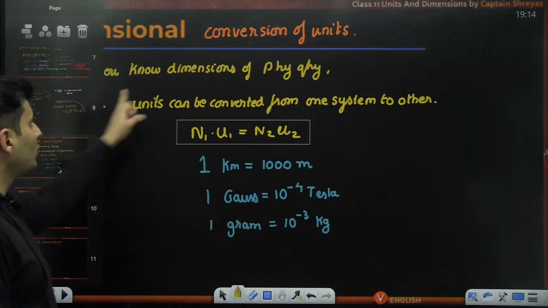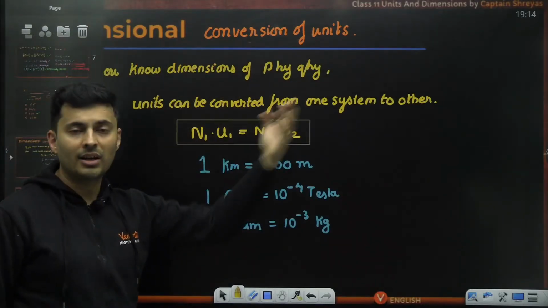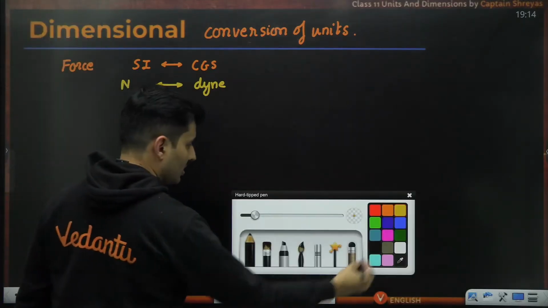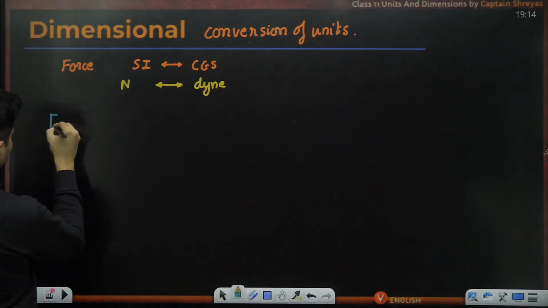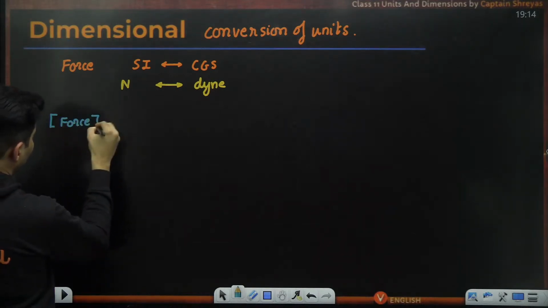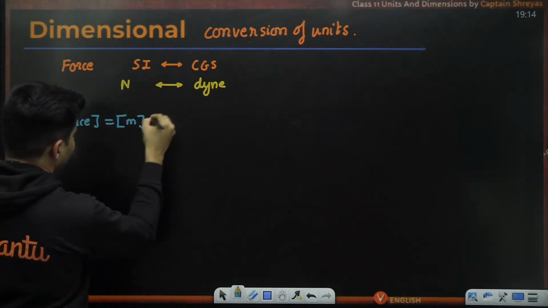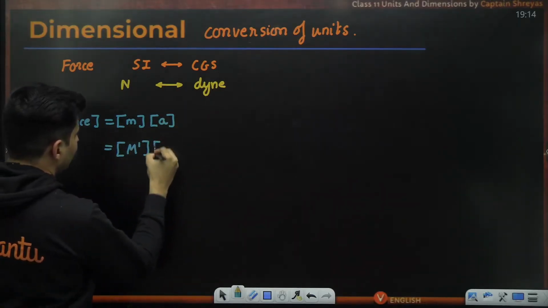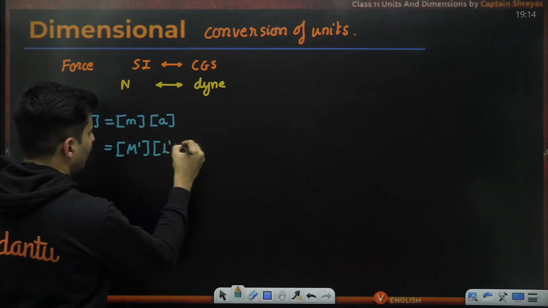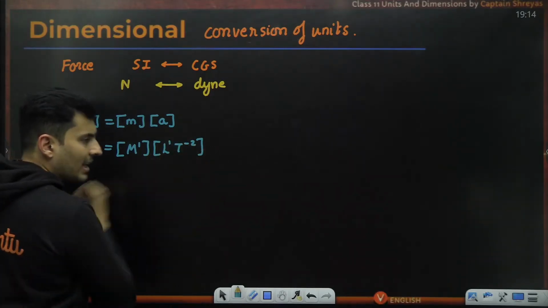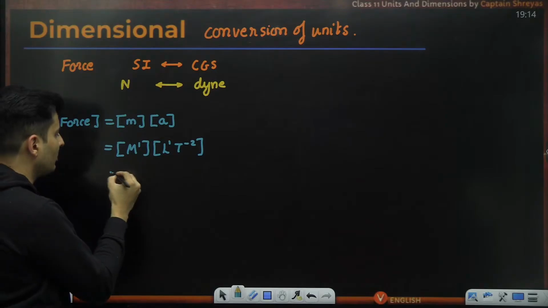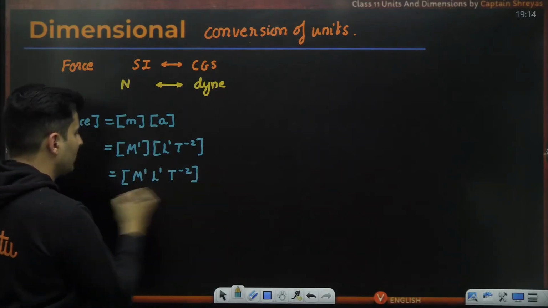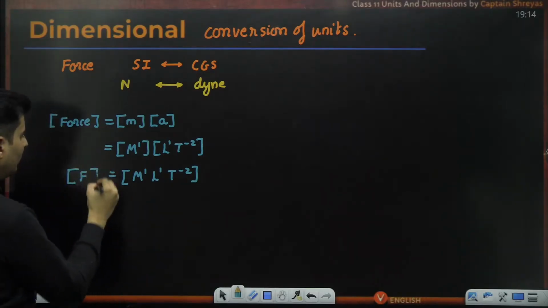Like I said, if you know the dimensions of the quantity, then you can definitely convert. So first things first, do I know the dimensions of force? If you don't remember, no issue. It is the dimension of mass times the dimension of acceleration. The dimension of mass is M raised to 1. Acceleration is L raised to 1 T raised to minus 2, meters per second square. So it will be M raised to 1, L raised to 1, T raised to minus 2. That is the dimension of force.